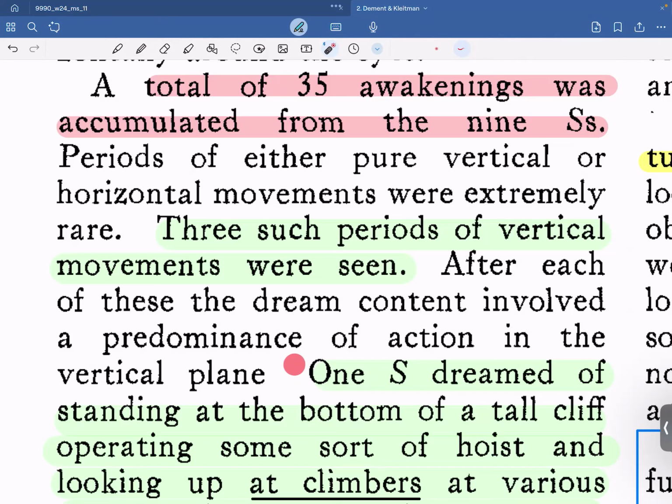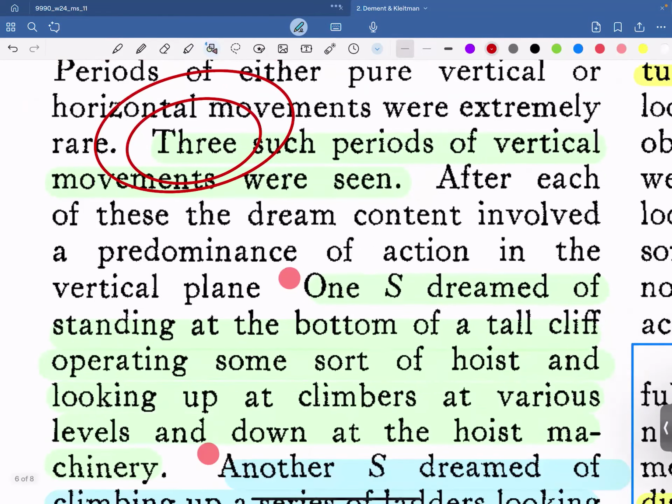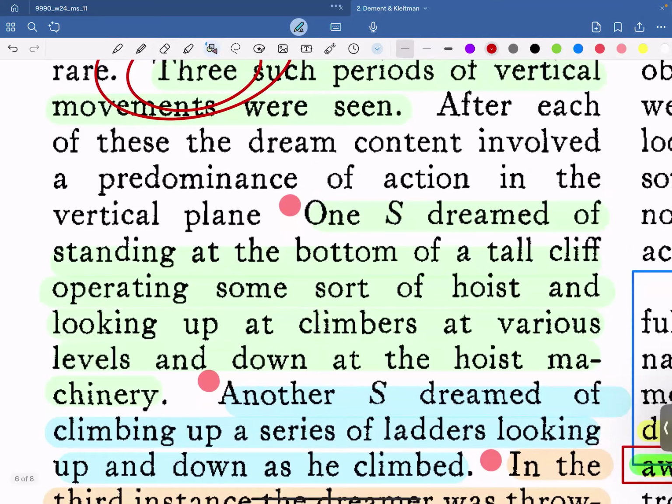Periods of either pure vertical or horizontal movements were extremely rare. 3 such periods of vertical movements were seen. So remember, we're talking about 3 such movements. Out of these 3, we're expected to recall and write down any 2. After each of these, the dream content involved a predominance of action in the vertical plane.